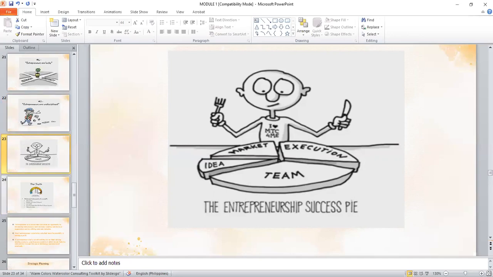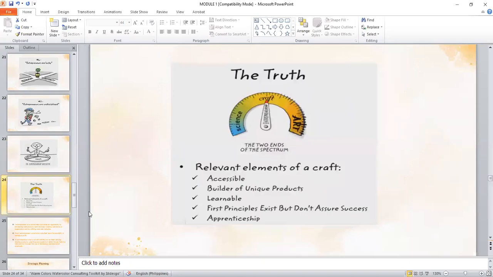Now, those are the 7 myths. Probably, according to Bill, there may be some that were not mentioned. But the truth is, entrepreneurship is a craft. And just like any craft, it has 2 ends, the science and the art. If it's science, it's being learned. As to the art, you always continually improve.